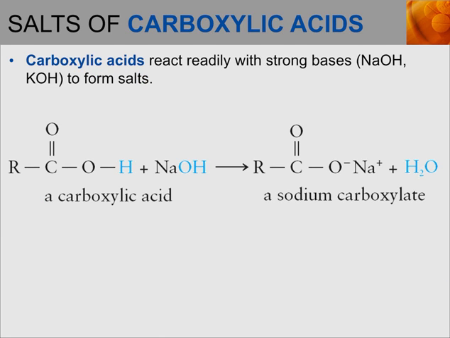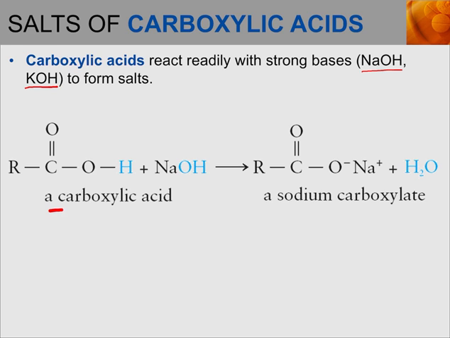Now, because carboxylic acids are acids, they can also react with stronger bases. And if you react an acid with a stronger base, there's no longer an equilibrium arrow. You just have a forward arrow because the base is so strong, it really wants to react and give us those products. So for example, we could use sodium hydroxide, NaOH, or potassium hydroxide, KOH, and those are both really strong bases.